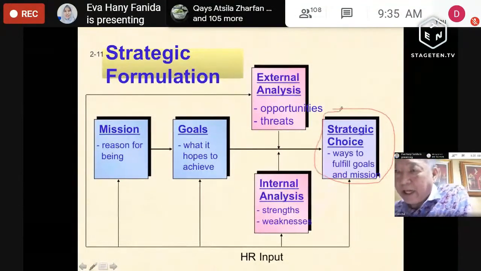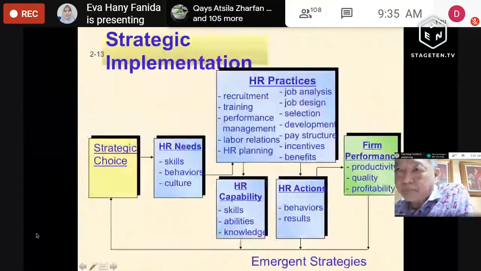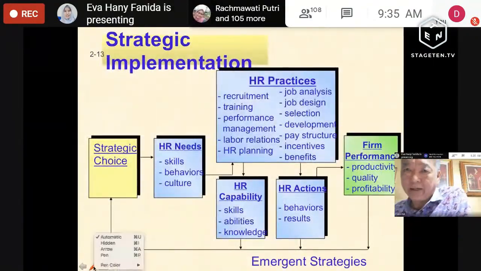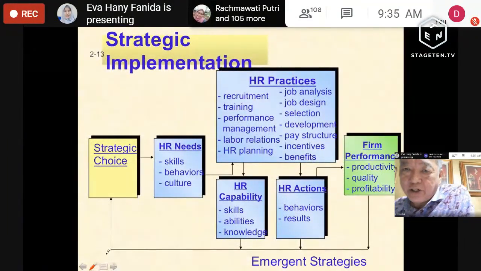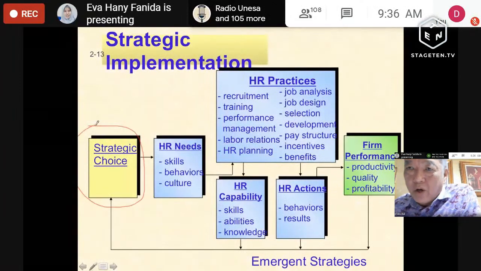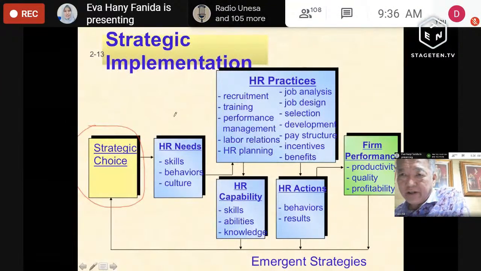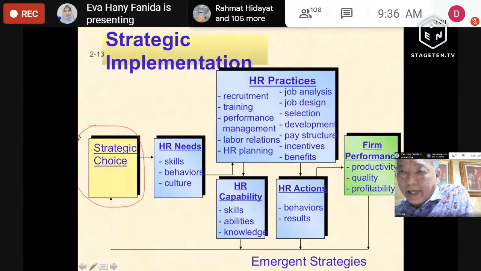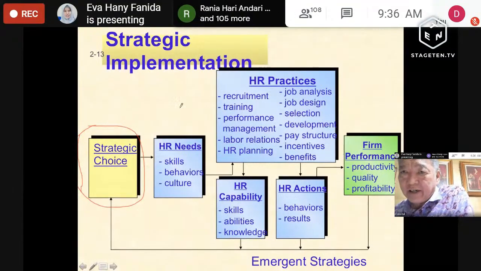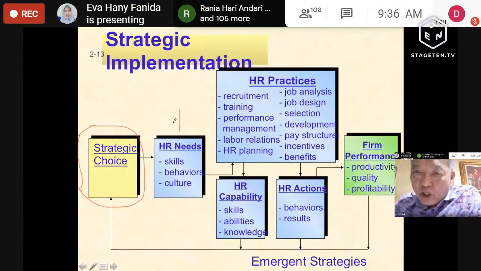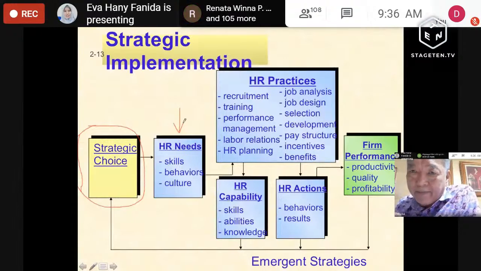So go to the next page. Okay, this is the same as the previous one, the strategic choice. Now this is the second stage. In the second stage, we use HR, human resource functions, in order to supplement and help the organization.